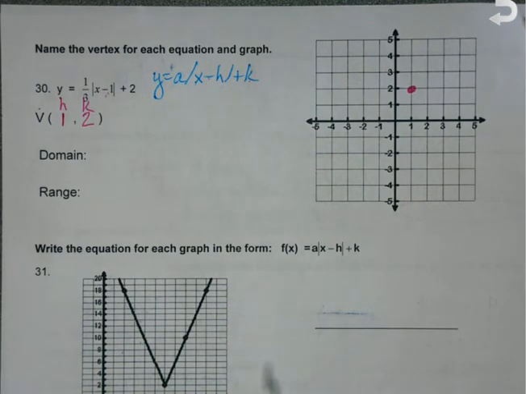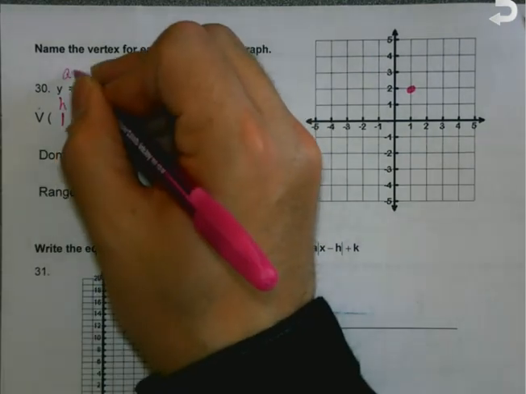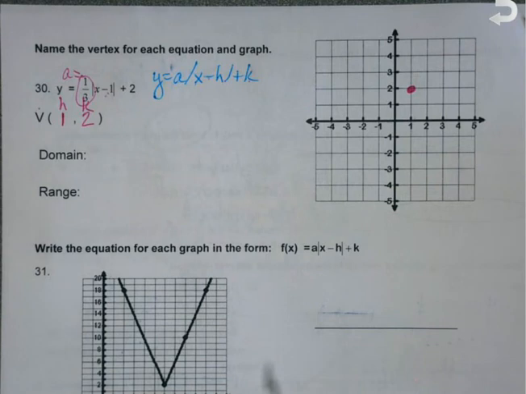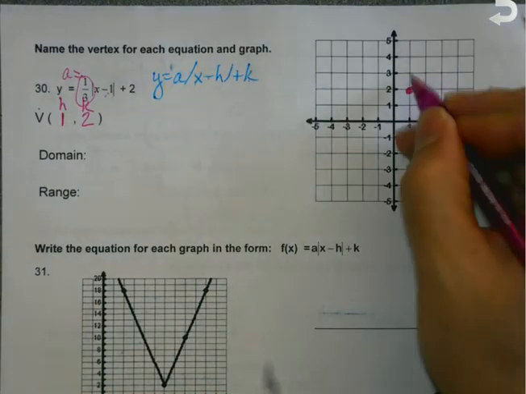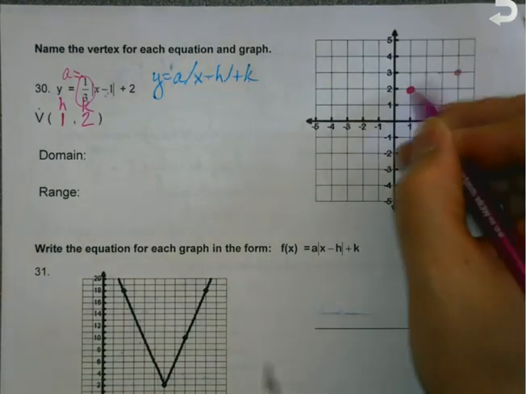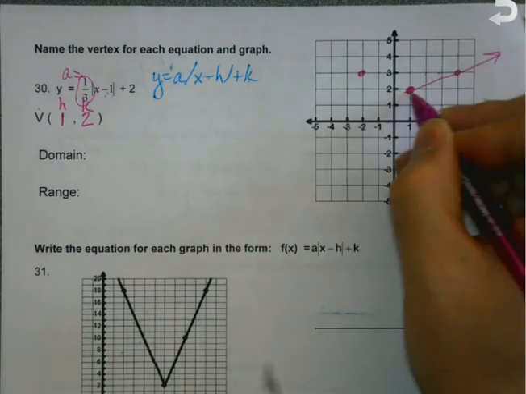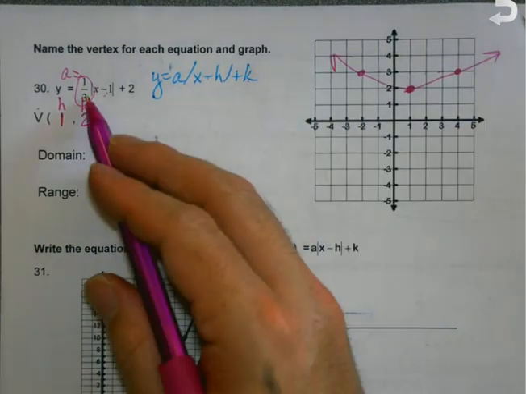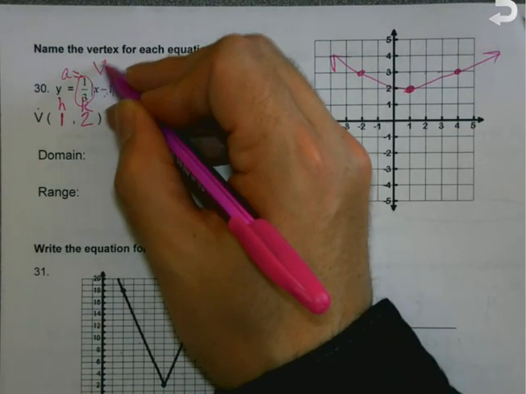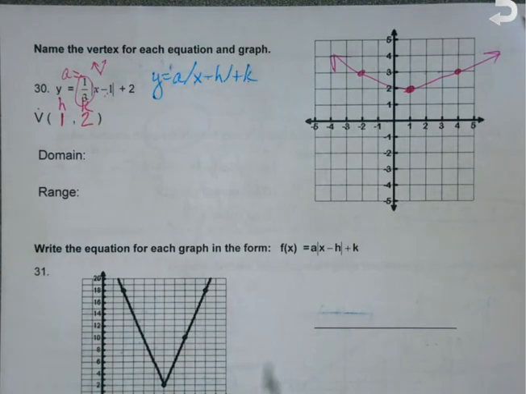And then to graph it, I use my A, my slope, air quotes. Up 1 and over 3, up 1 and over 3. Because again, the A just tells me what direction it's opening. It's positive, so I knew it was opening up. If it would have been negative, it had opened down.